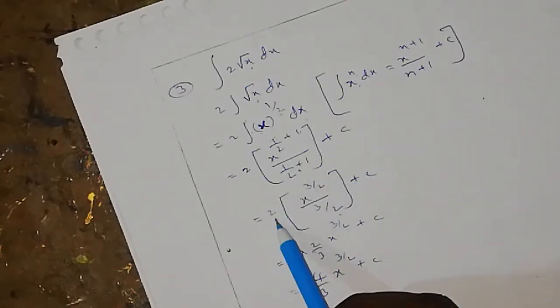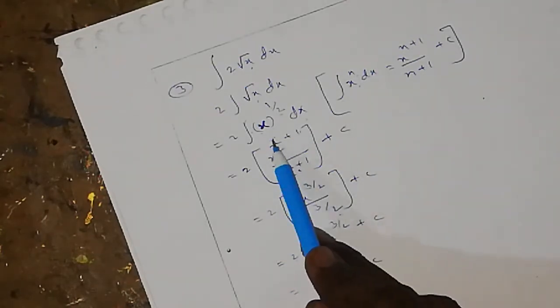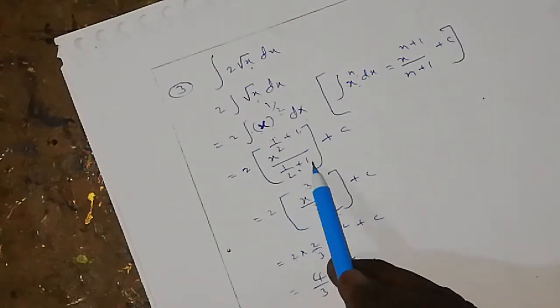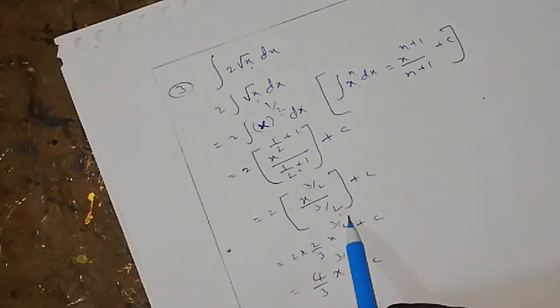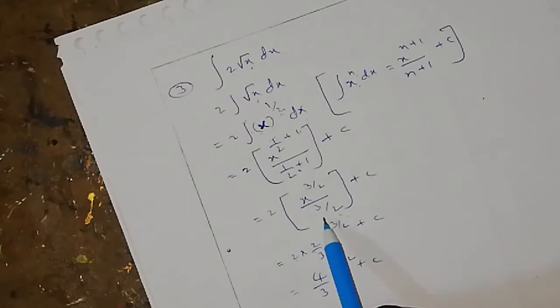Now simplify. 2 into x to the power of, 2 1s are 2, 2 plus 1 is 3, so 3 by 2, divided by 3 by 2. I'm taking the denominator to the numerator. By doing the reciprocal, 3 by 2 becomes 2 by 3. So 2 into 2 by 3 x to the power of 3 by 2 plus 1. 2 2s are 4, so 4 by 3 x to the power of 3 by 2 plus c.